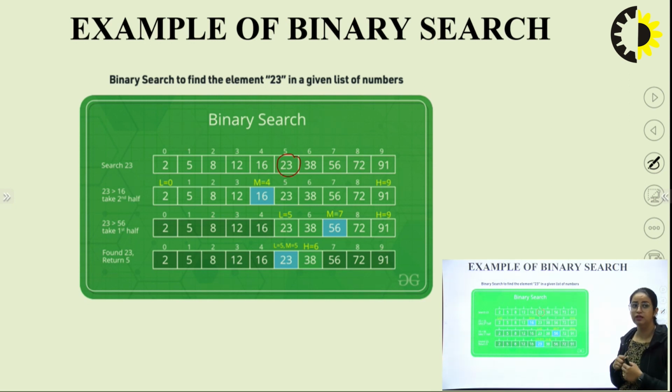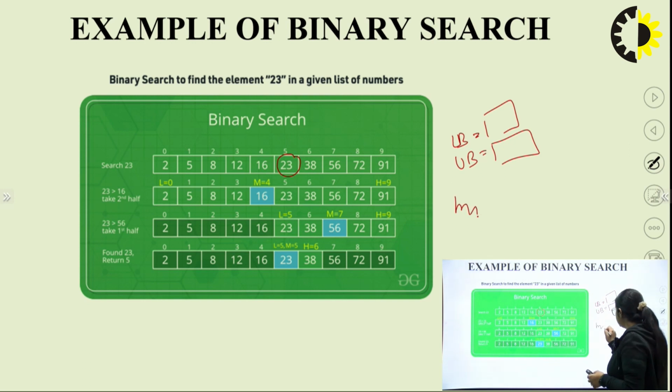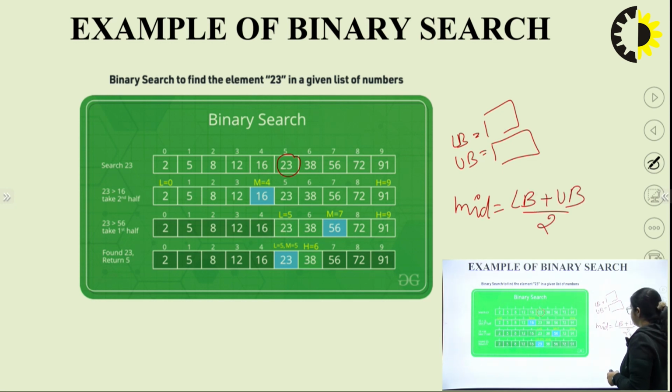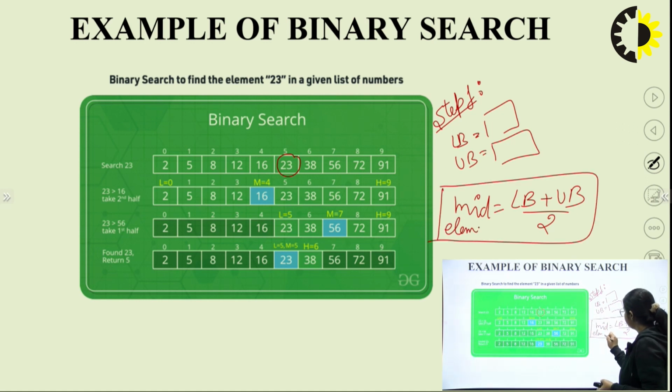What do we mean by midpoint, or mid element? We have a lower bound and an upper bound, or you can say the lower limit and the upper limit. We have to find these limits, and after getting the limits, we have to find the midpoint. And what is the formula of the mid element? Lower plus upper divided by 2. This is the first step. If you are applying binary search, the first step is to calculate this mid element.